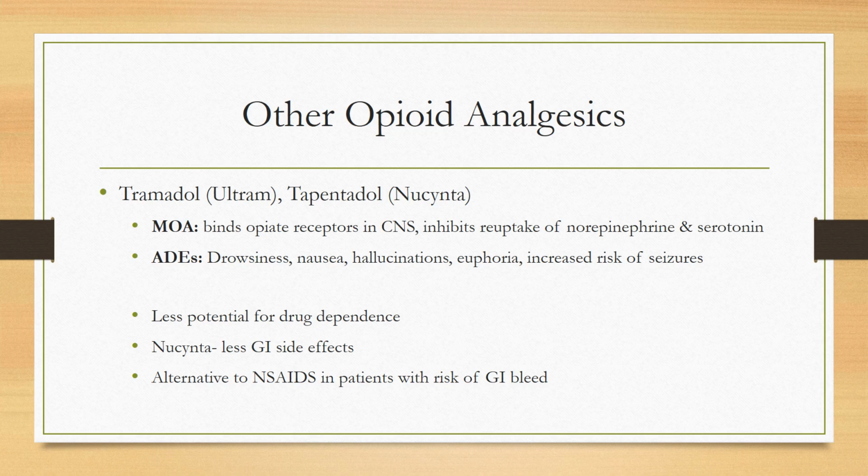You'll see a lot of tramadol. You won't see as much Nucynta. Nucynta's, I think there is a generic, but it's still expensive. Theoretically, less side effects with Nucynta, and it's an alternative to NSAIDs in patients with a risk of GI bleed.